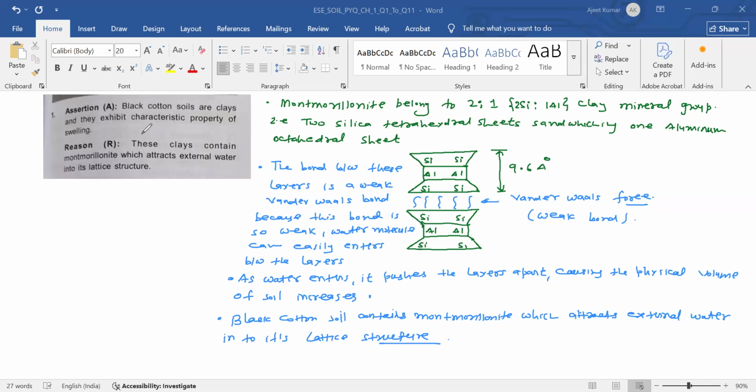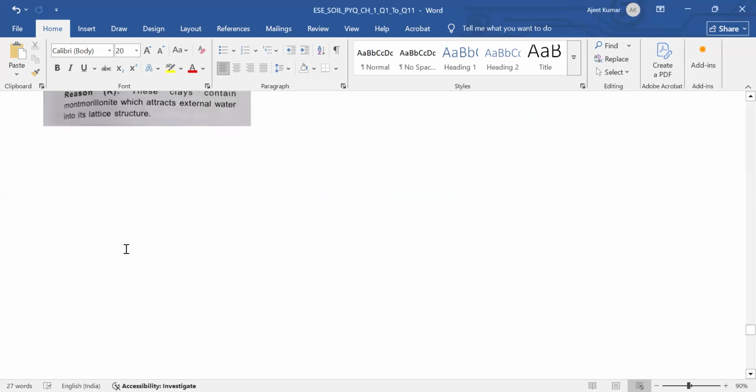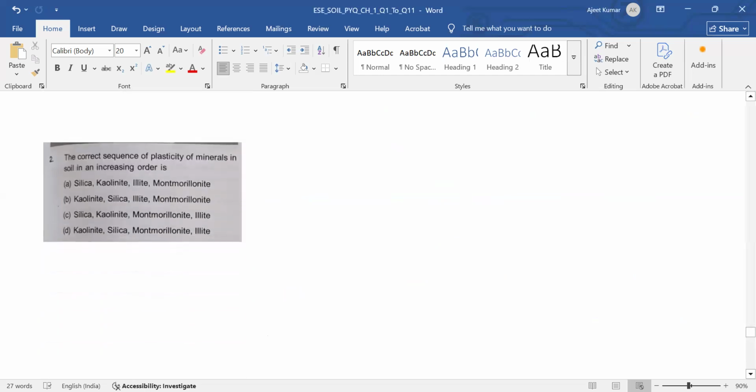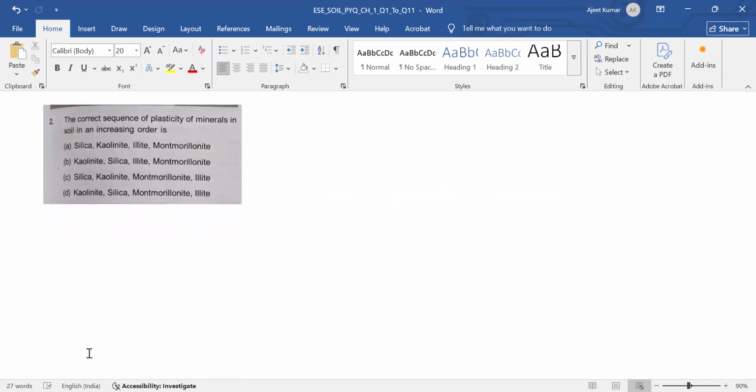So the statement is correct, assertion is correct, reason is correct, and the reason is a correct explanation of the assertion. So the answer is A. Now I'm taking question number 2. The correct sequence of plasticity of material in soil in increasing order is.